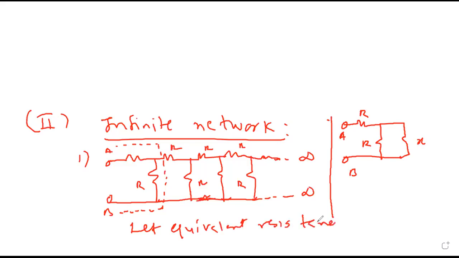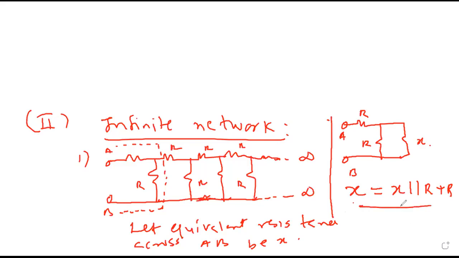Let the equivalent resistance across AB be x. If I remove one repeating unit, the answer will still remain x. So if I add one repeating unit, nothing will happen, the answer will remain the same. So x is the resultant between A and B, which is x in parallel with R, which together becomes in series with R. Once you get this formula, then you can simplify.